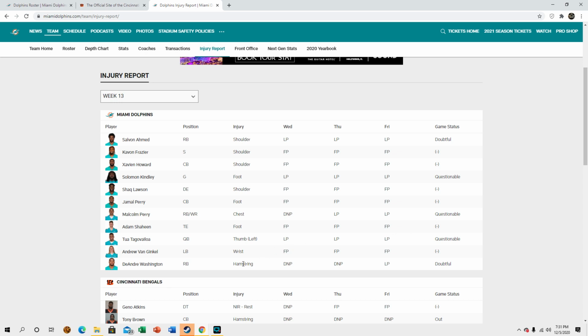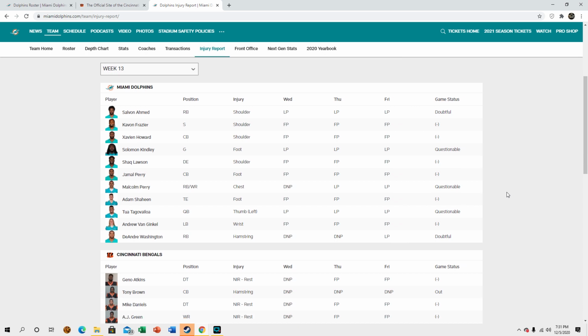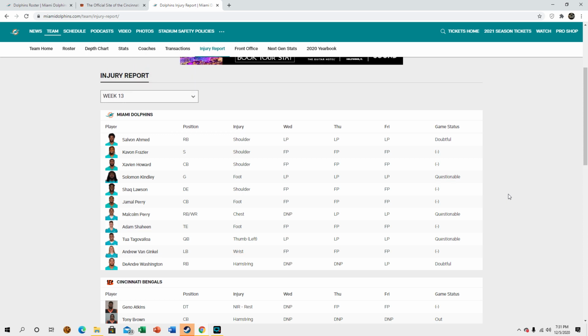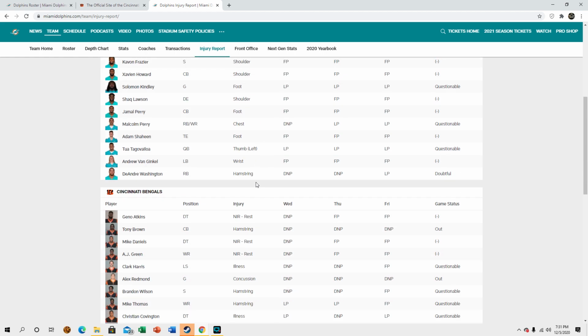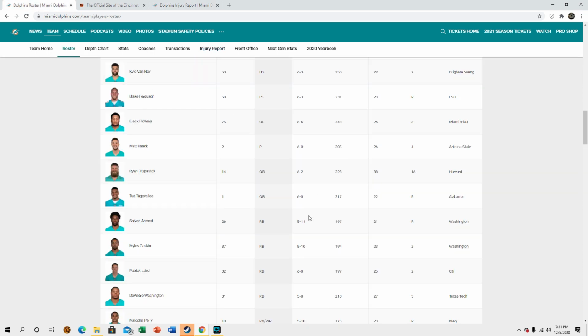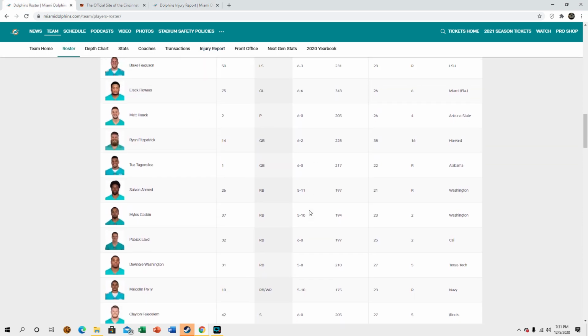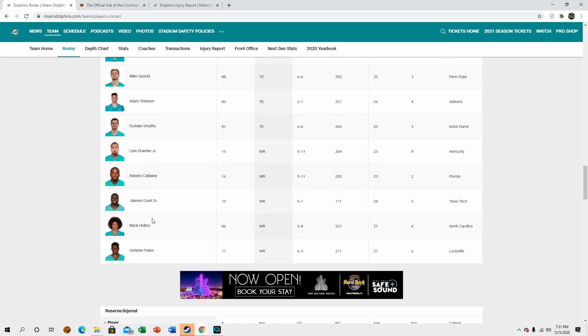So our running back group is continuing to take a beating. Ahmed and Washington are both doubtful, which really sucks. Tua is most likely going to be out. I don't know about Malcolm Perry and Shaq Lawson, but there is good news. Myles Gaskin looks like he might be good to go.